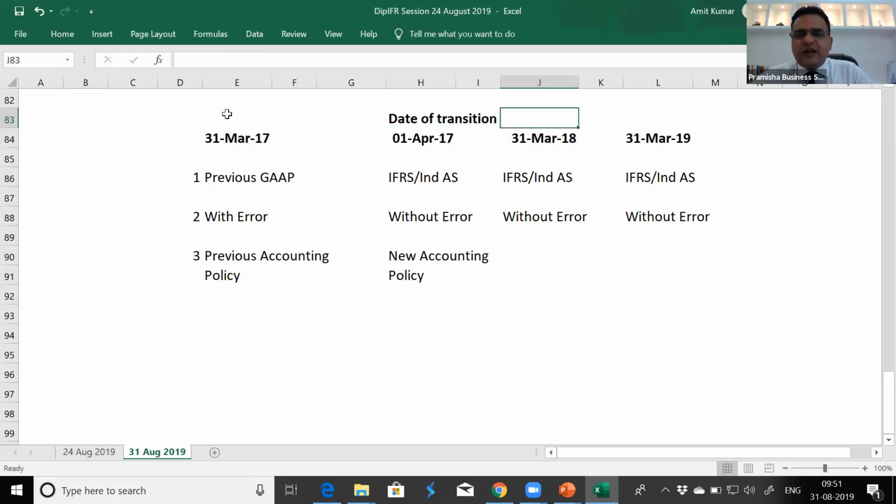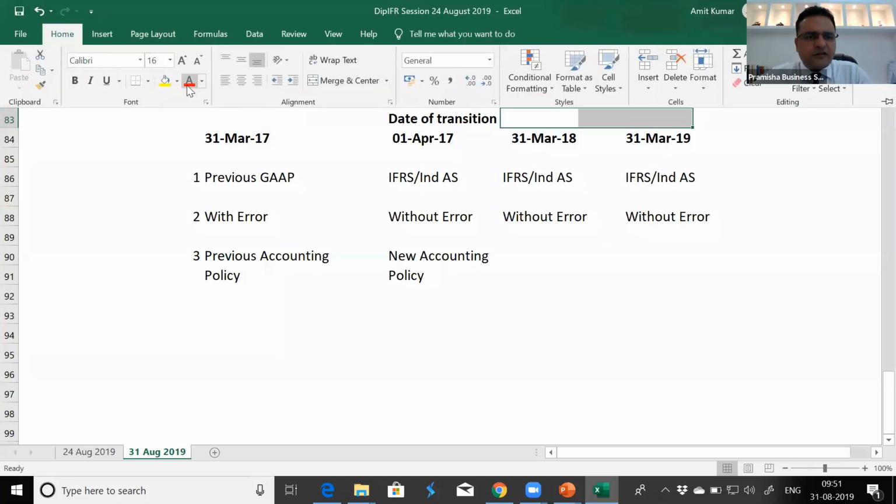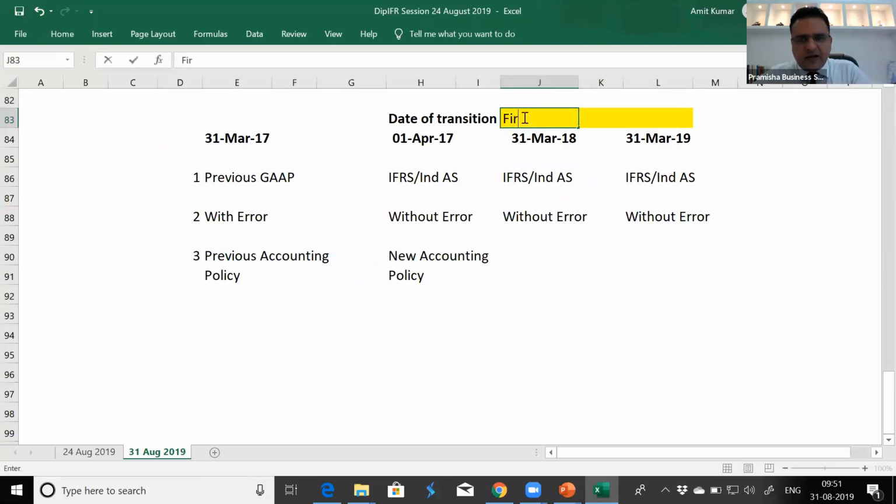This becomes the first financial year. From 1st April 18 to 31st March 19 is the first financial year if we are changing the GAAP. The first financial year is 2018-19. The first balance sheet of compliance will be of 31st March 19. So don't get confused between the date of transition and financial year dates.